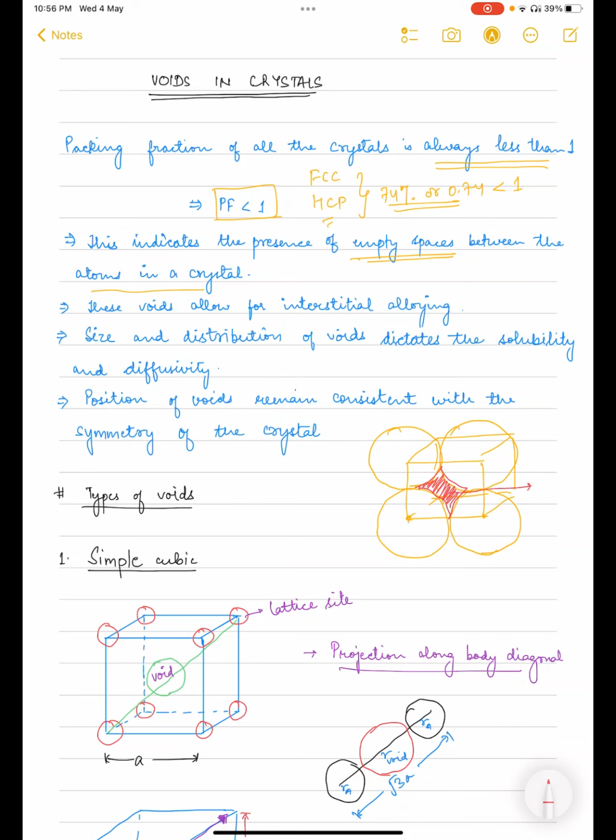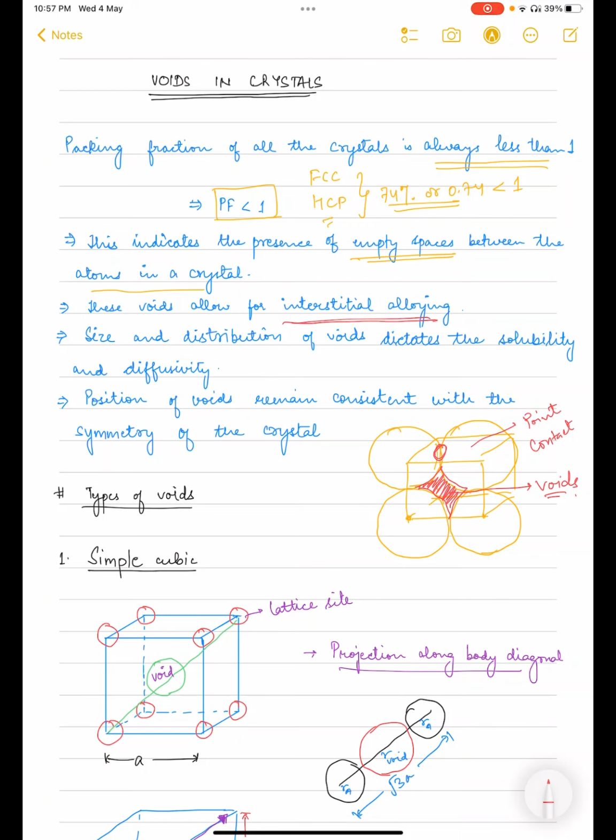So this leads to the formation of voids. Because when these spheres are stacked, they cannot be stacked in such a manner that there are no spaces left between them, since at the point of contact there is only a point contact for spheres. There cannot be any line or surface contact. So these voids allow for interstitial alloying.